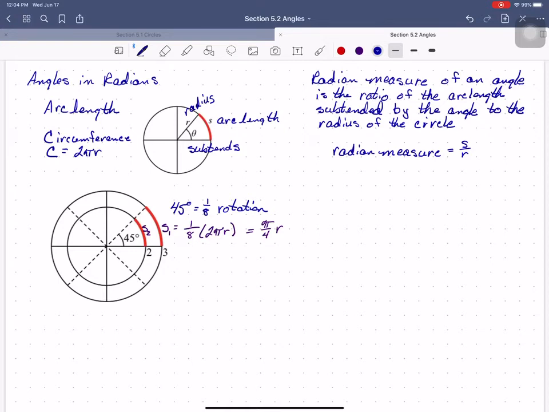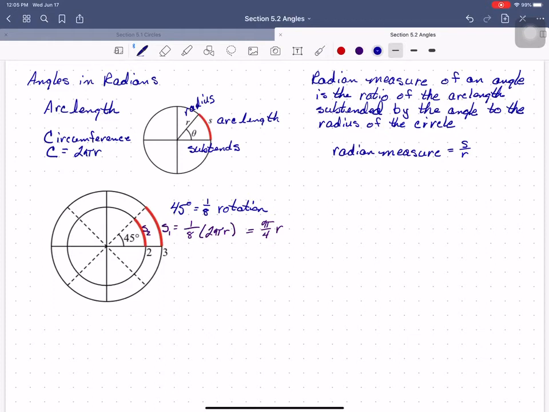So what does that mean? Well, the thing you need to note is that this ratio between S1 and the radius 2 is the same as the ratio between this larger arc length and its radius 3. That ratio is the same, and that ratio is the radian measure of 45 degrees.